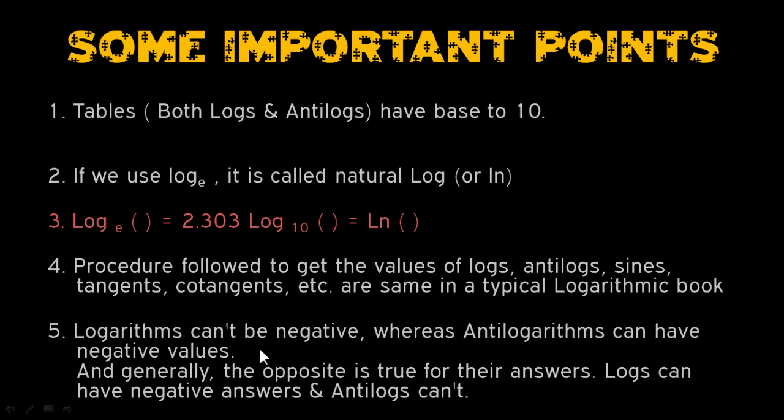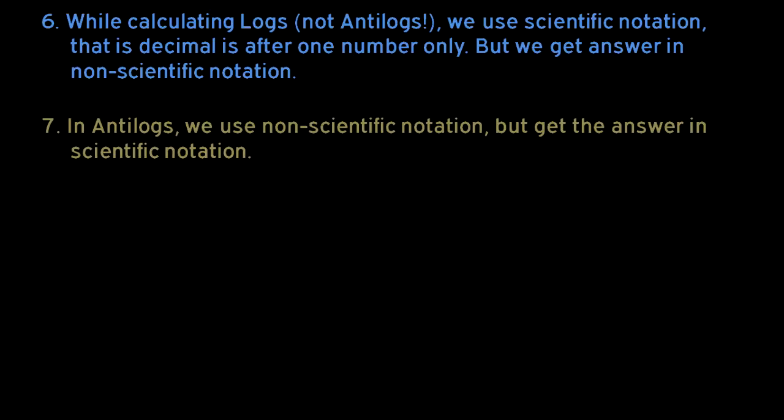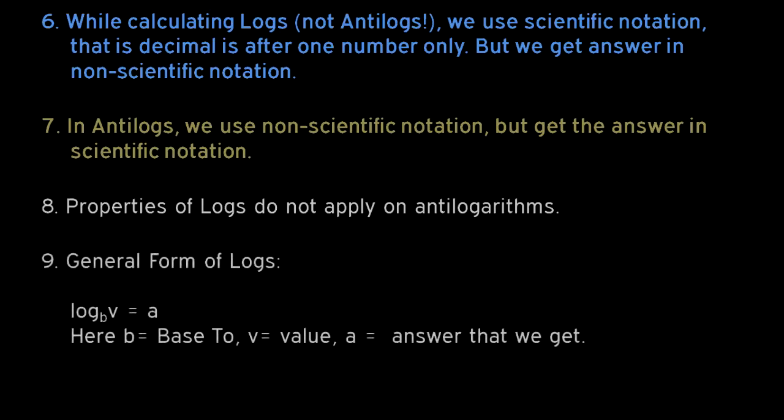Logarithms cannot have negative values. No one will ask you to find the logs of negative numbers, whereas they may ask you to find of anti-log numbers. The rule for finding logs: use scientific, get non-scientific. The opposite for anti-logs. Now properties that we talked are only associated with logs. The general form of logs is log base b of v equals a, and this is the point that I didn't tell you earlier. Log of 1 base any number is 0.